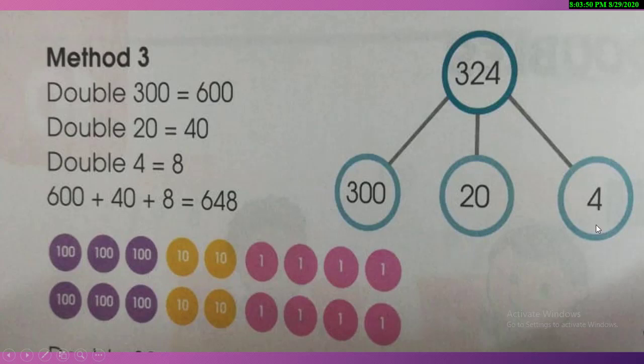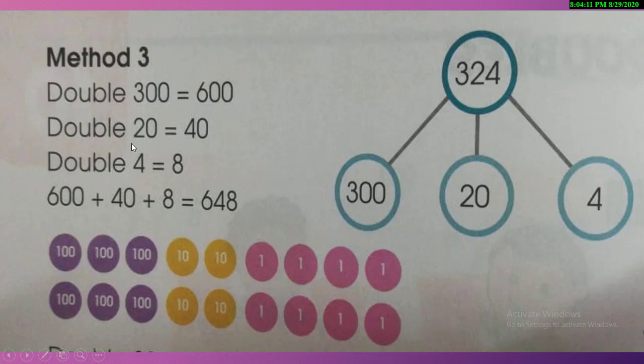324. Can you understand how they make the pieces? 300, 20, and 4. So this is the way to make the pieces. And then you simply double the numbers one by one. The first number is 300. So what is the double of 300? 600.